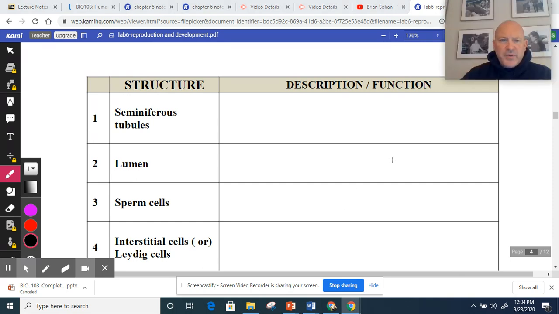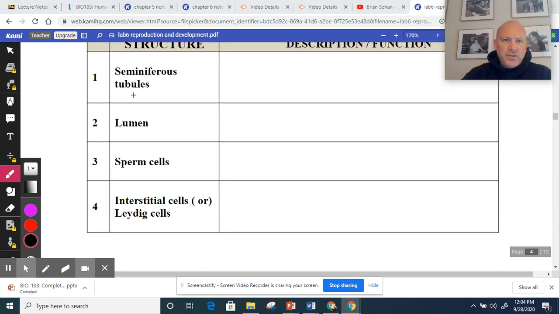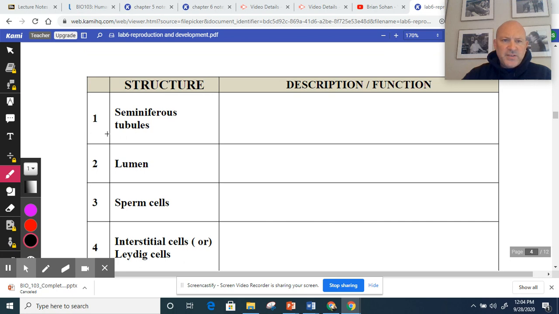One of the microscopic observations that we're going to do is going to be in the male and the testes in the form of seminiferous tubules. So this is, if you watch the lecture video already, you would know that seminiferous tubules are the site of meiosis, specifically spermatogenesis.